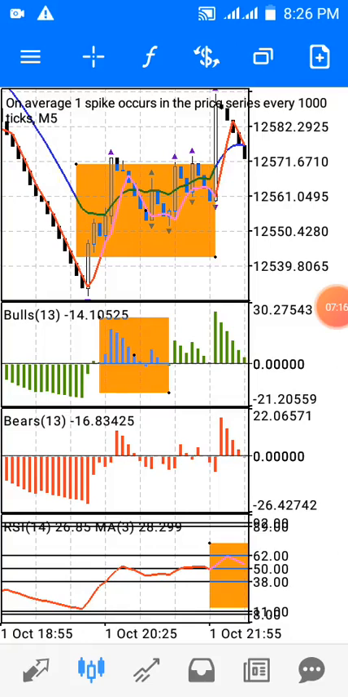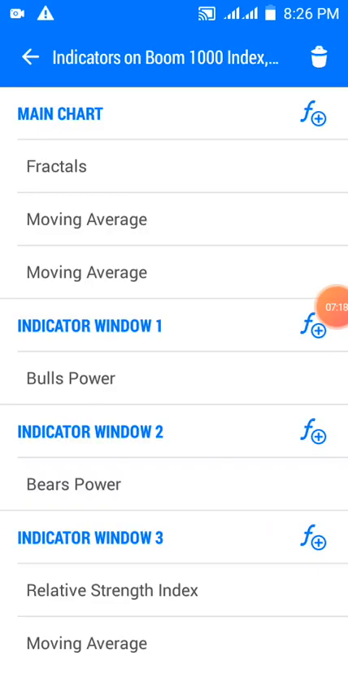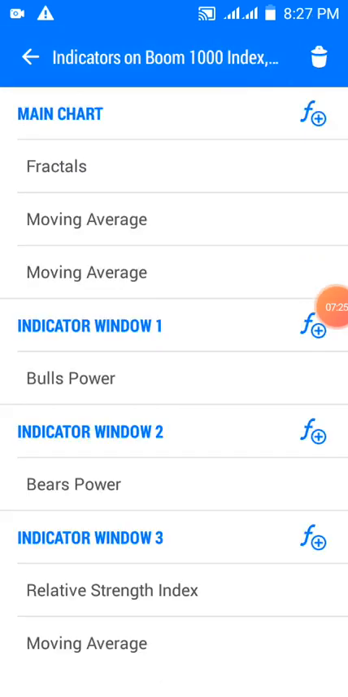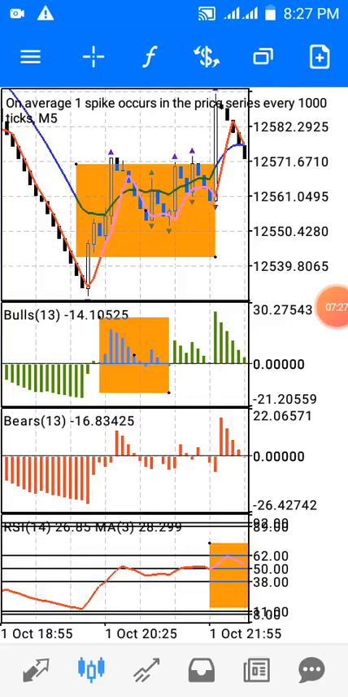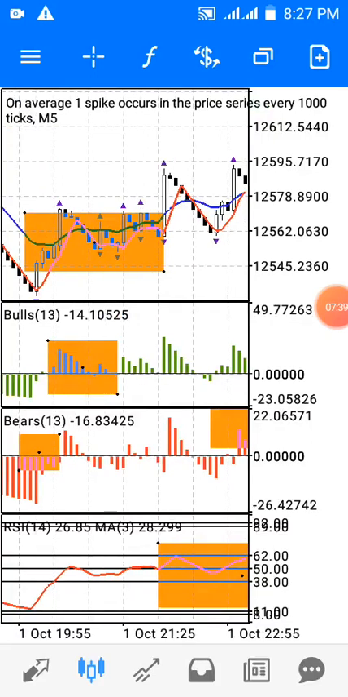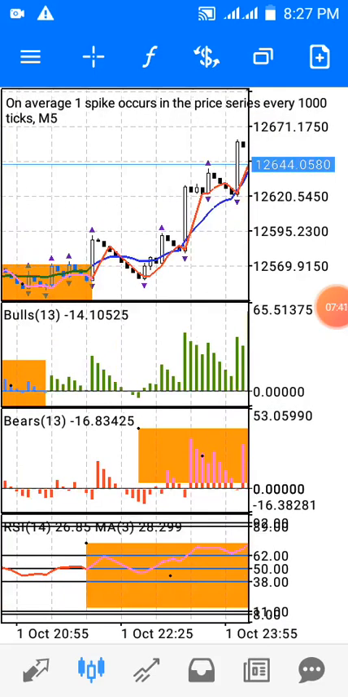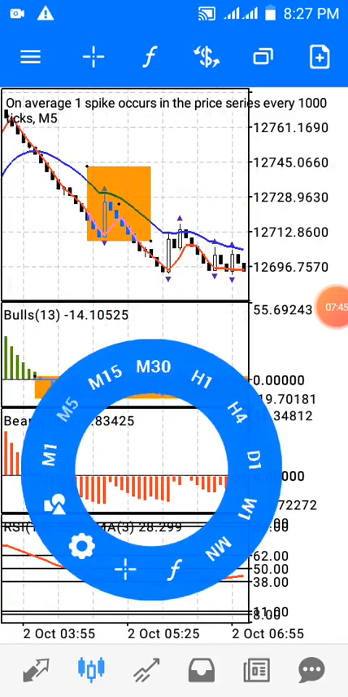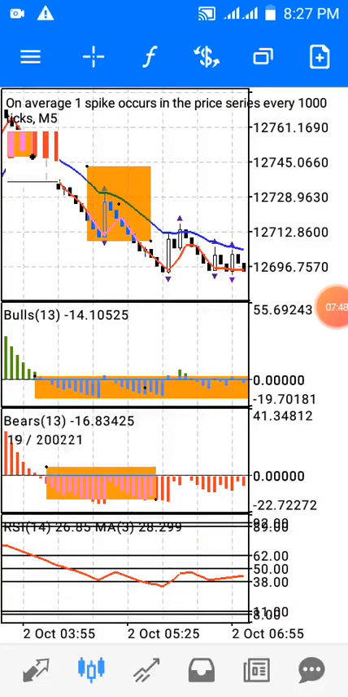So same thing goes for indicator window 2. What do we have on indicator window 2? We have Bears Power. What's the settings? Period is 13. The color is red. So it's just the same indication like we have on the Bulls Power. For a bullish situation, the red line stays above and forms bars above the zero level. And for a bearish situation, the red line, like you can see here, stays more under the zero level.